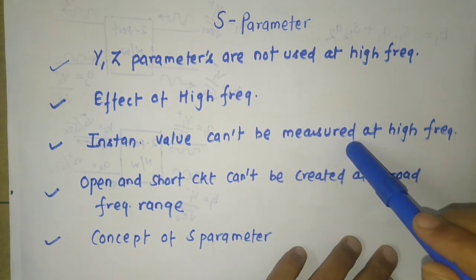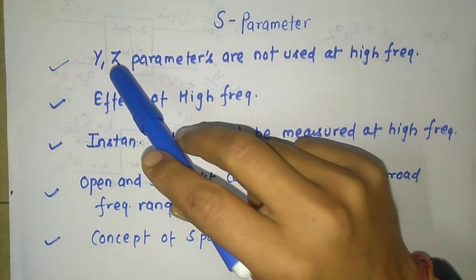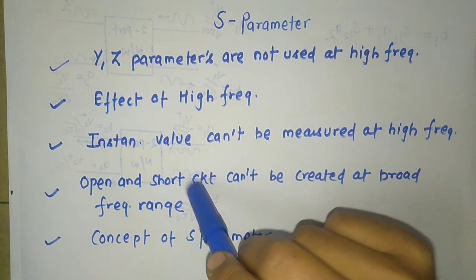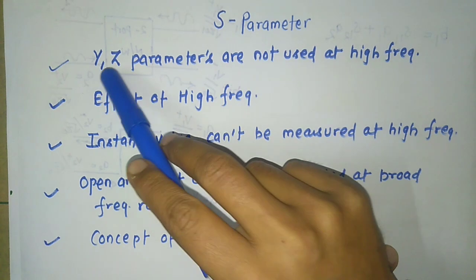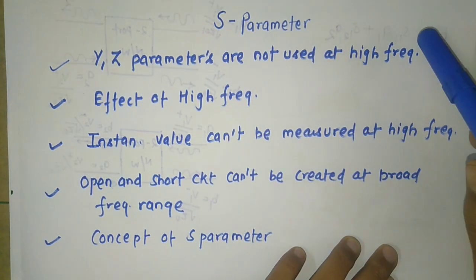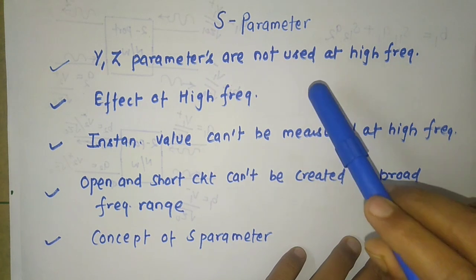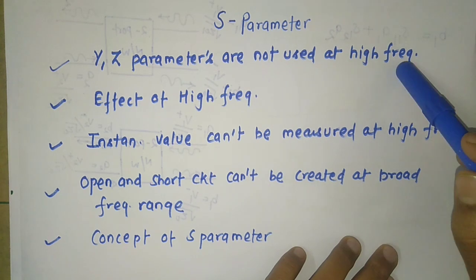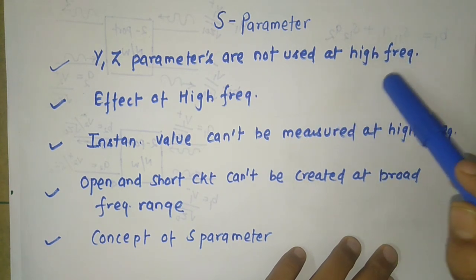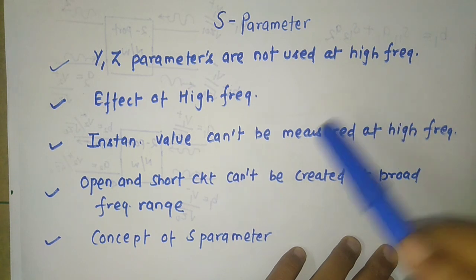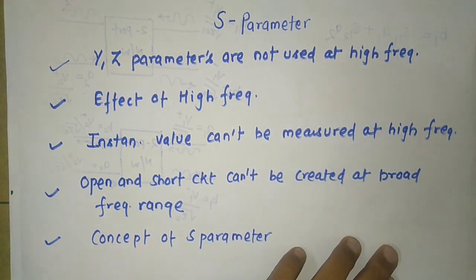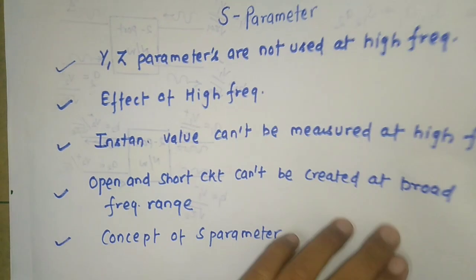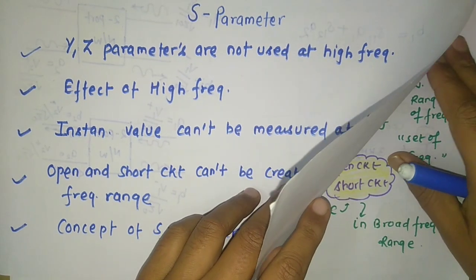Why am I saying open circuit and short circuit? If you want to calculate Y and Z parameters, you have to create open circuit and short circuit. But remember that these Y and Z parameters are generally used at lower frequency, not at higher frequencies. In the case of higher frequency, again I am saying there is a range of frequency, bandwidth will increase. For the range of frequency, you will not be able to create the open circuit and short circuit. So that's why we use S parameter at high frequency. So let's begin the concept of S parameter.